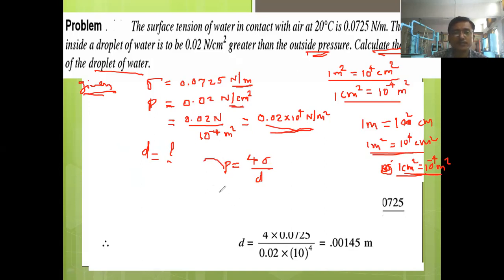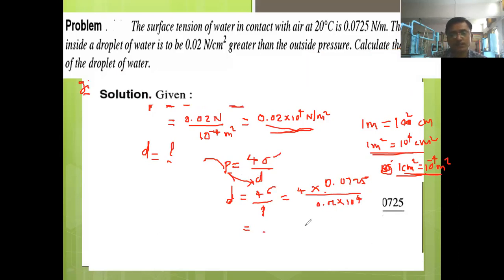It is already given to us, and this sigma is also given in the problem. So rearrange this term: take this P on this side and D on this side. So D will be equal to 4 sigma divided by P. Put the values: 4 into 0.0725 divided by, what is the value of P? It is 0.02 into 10 to the power 4. Solve it and tell me what the diameter is. This diameter will come in meter now because all units are SI units. Yes, do the calculation and tell me the diameter of the droplet.